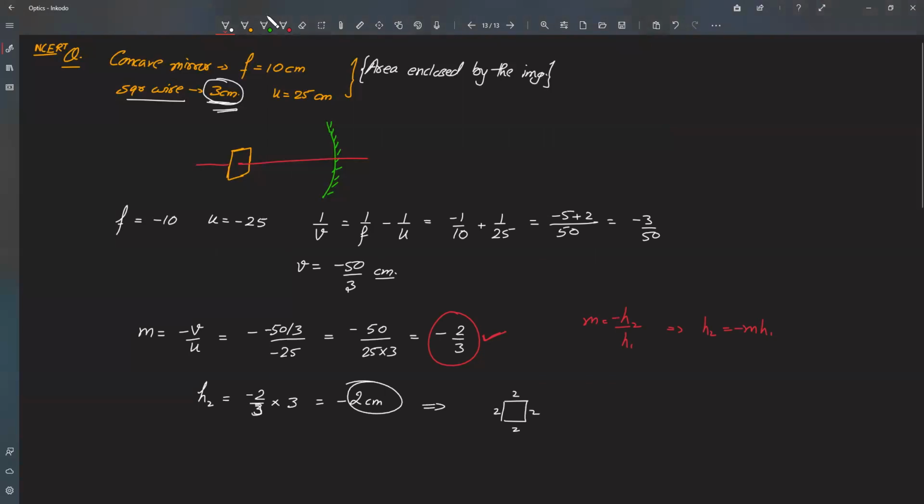That means the square which will be formed will be of 2 centimeter. Every side is reduced to 2, earlier it was 3. So this is correct. Every side will be reduced, so this image will be diminished. You have to find the area of the enclosed image. Area is equal to 4 centimeter square.